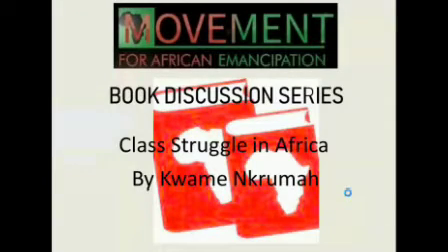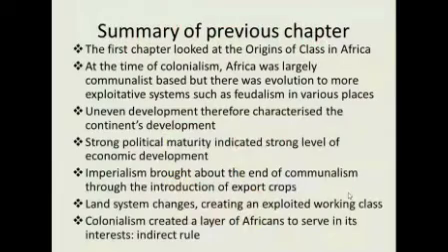Last week, as I said, we looked at chapter one, the origins of class in Africa. As a summary, at the time of colonialism, Nkrumah explained, Africa was largely communalist-based, but there was evolution to more exploitative systems, such as feudalism in some places, and uneven development therefore characterized the development of the continent. But overall, there was strong political maturity, which indicated a strong level of economic development before colonialism.